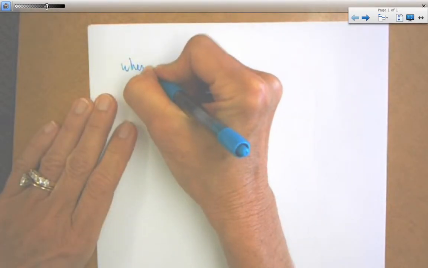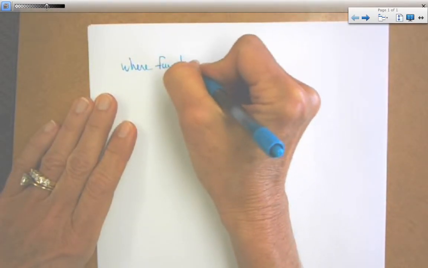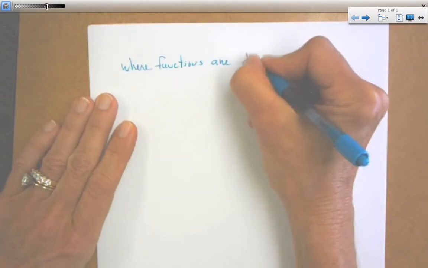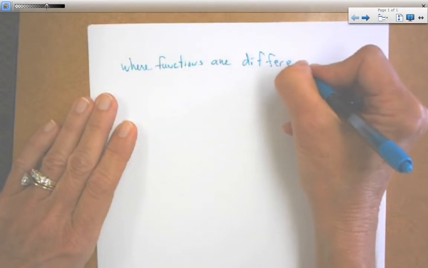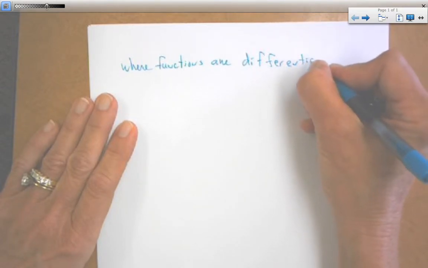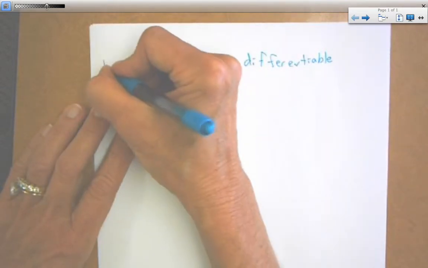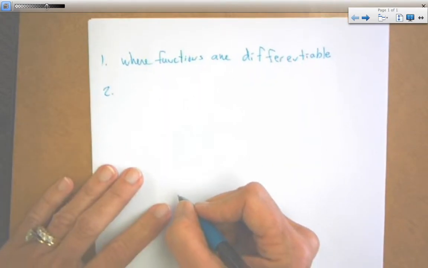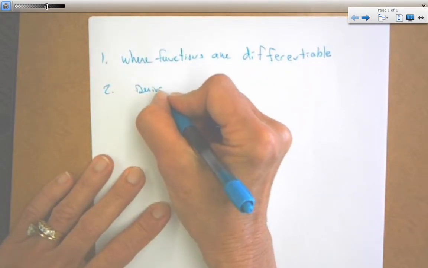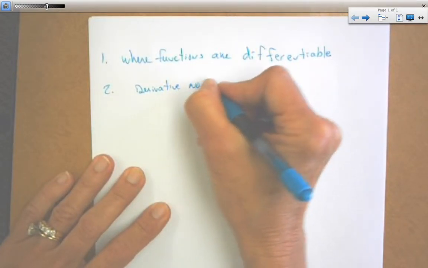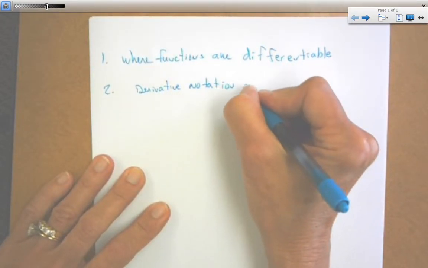Now then, on this set of notes, we have several topics that we're going to talk about where we need to bring some threads together. We're going to talk about where functions are differentiable. Second topic we need to talk about is derivative notation. And how to use it.